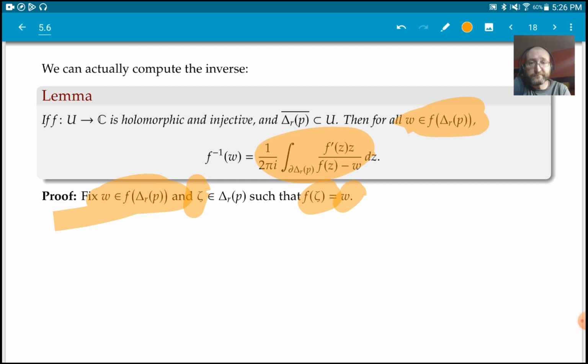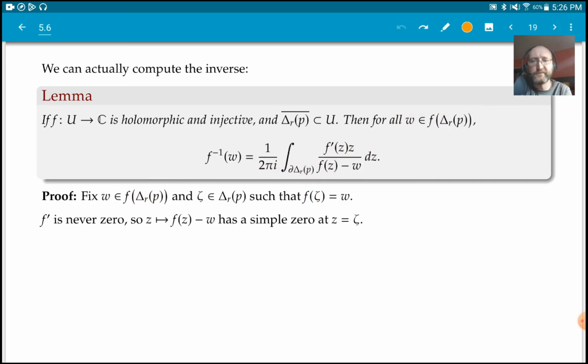because that's what f inverse of w should be, right? Now, f prime is never zero. We just proved that. It's an injective function, so f prime is never zero.